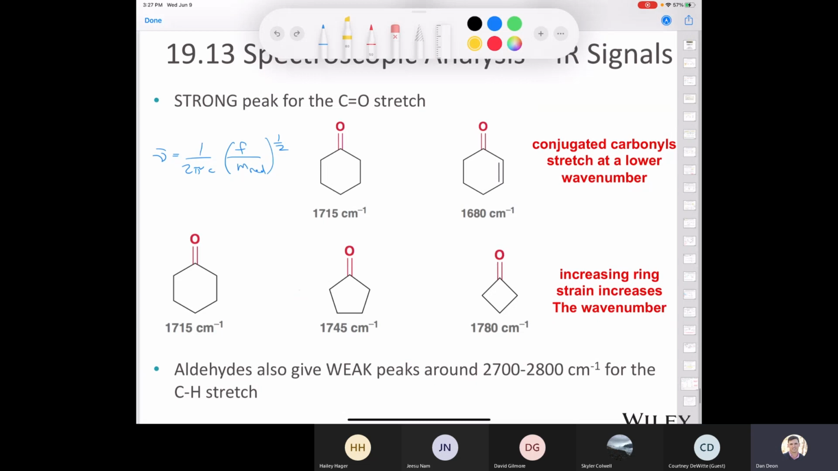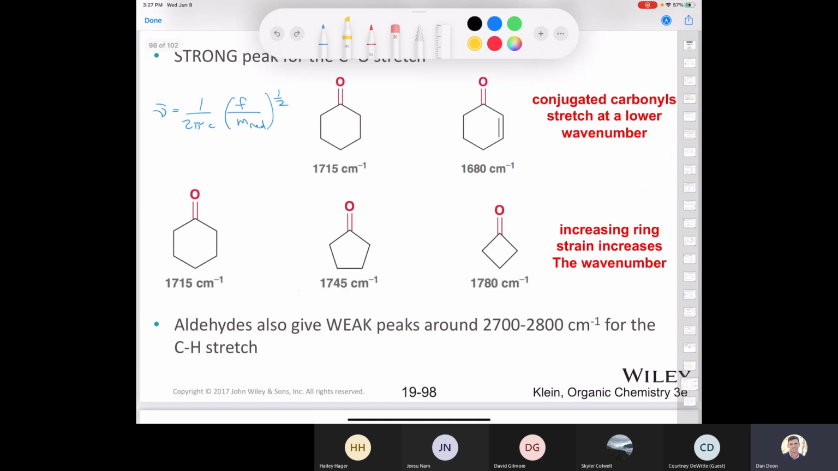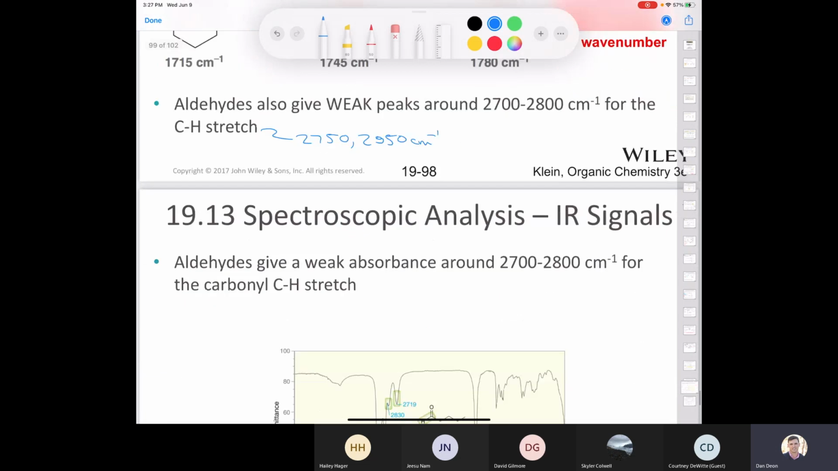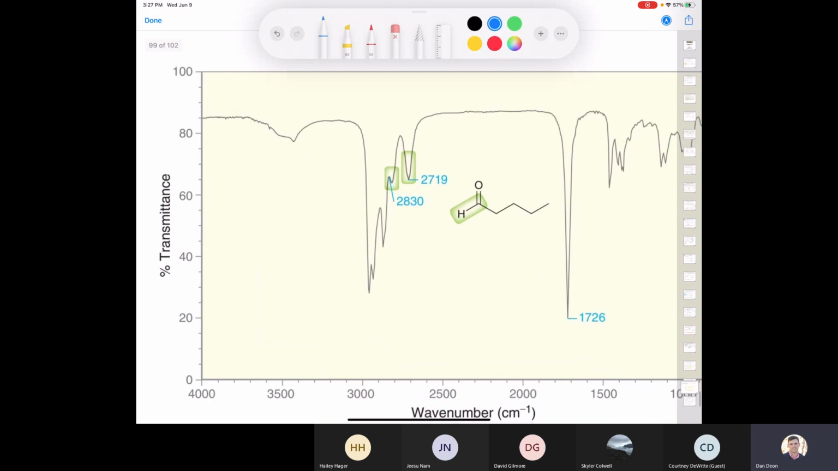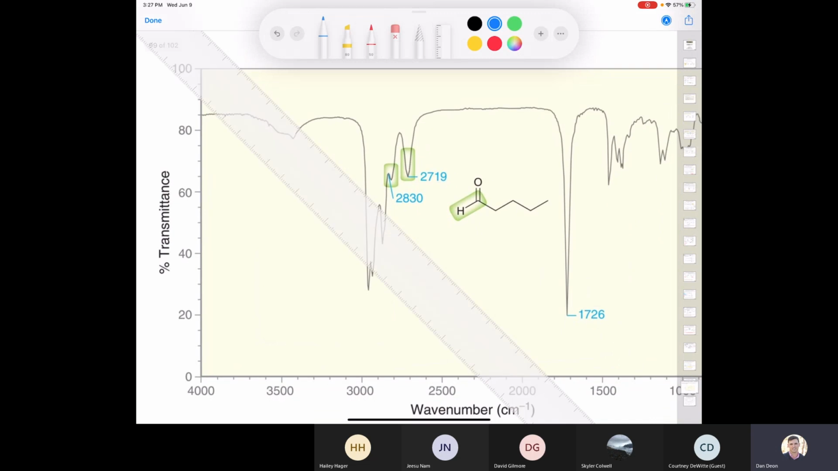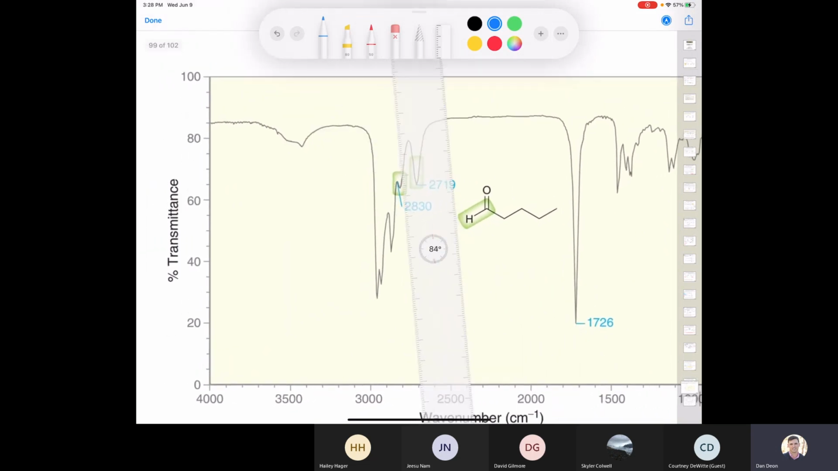You should know the aldehydic carbon hydrogen stretch, which it says here is 2700 to 2800. I think it's more like 2750 is what it says in our book, and 2850 reciprocal centimeters. So that's something to always look out for, right? Here's an aldehydic carbon hydrogen stretch. You draw a line with a ruler here. Come on, ruler, do your thing. Here we go.